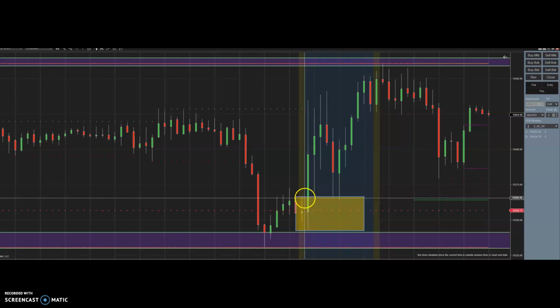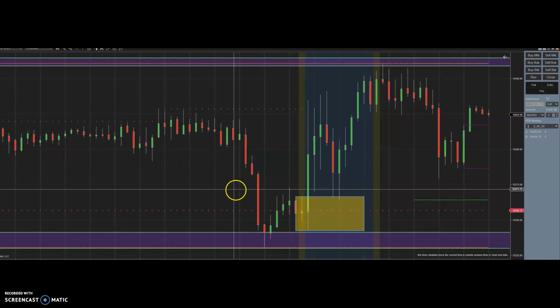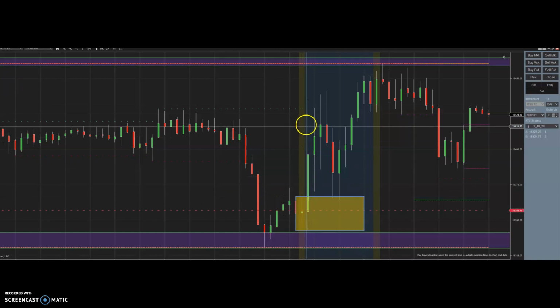Okay. So at this point, my bias is long because the hourly did not take out the current weekly low. So my bias was long going into the US session. So when she started to break this high, I initiated a buy trade, took it up to at least the swing, and my day was over.